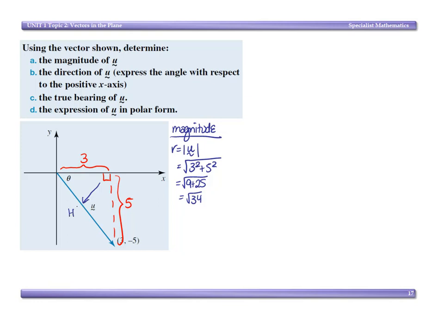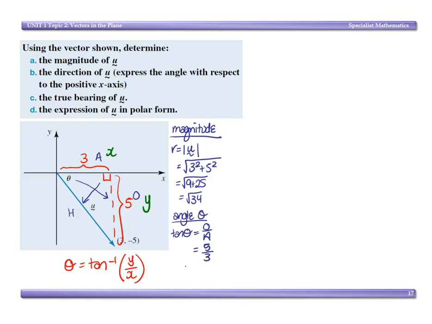Now for our angle, we've got hypotenuse, we've got opposite and adjacent. So tan theta is opposite over adjacent. Now you should realize, or you'll just get into the habit, it's also on your formula sheet, that theta equals the inverse tan of y over x. So you can go straight to that if you want, or you can just rely on doing the trig like you normally would. So opposite over adjacent is 5 over 3, so theta is inverse tan of 5 over 3.